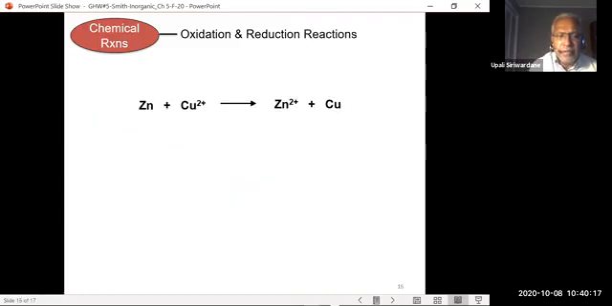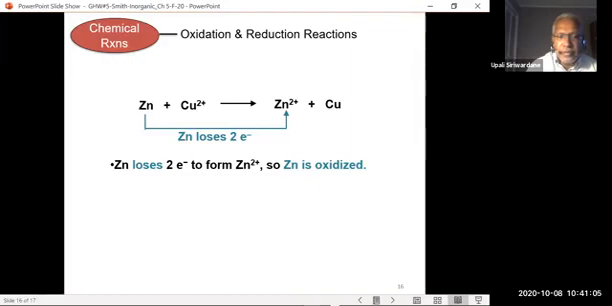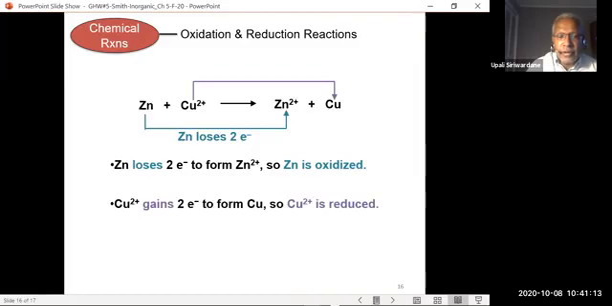For example, zinc and copper. Zinc is metallic, and copper is in ionic form, copper 2+. After the reaction, electrons are transferred from zinc, 2 electrons given to copper. Copper becomes reduced, zinc becomes oxidized. So in this case, zinc gets oxidized and copper gets reduced. Copper 2+ is the oxidizing agent for zinc. Zinc is the reducing agent for copper 2+. Zinc loses 2 electrons; zinc is oxidized by loss of electrons. Copper gains 2 electrons; copper is reduced.